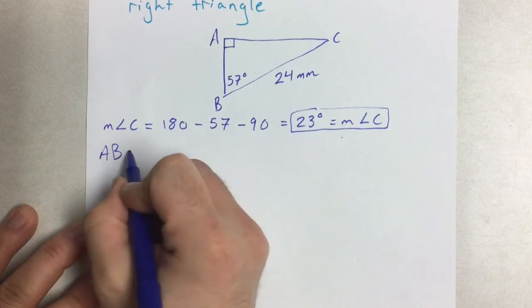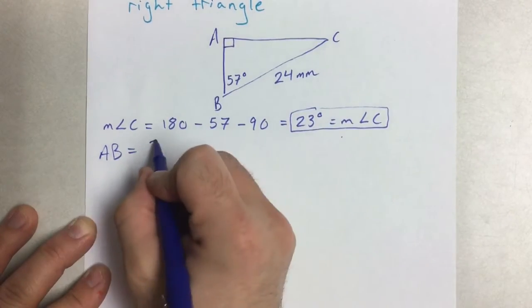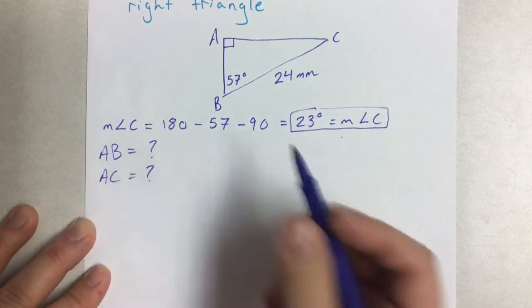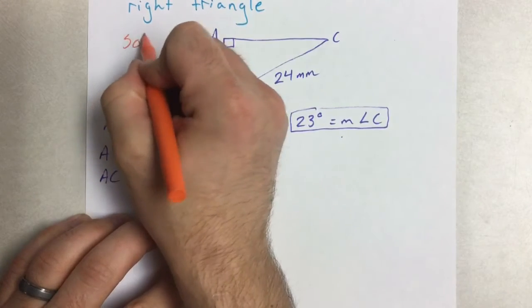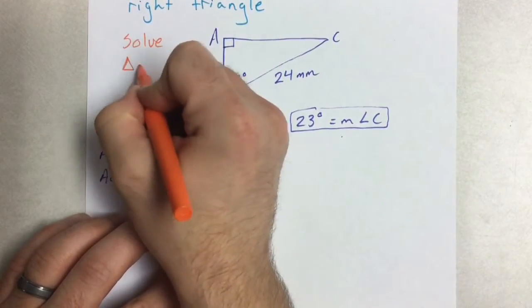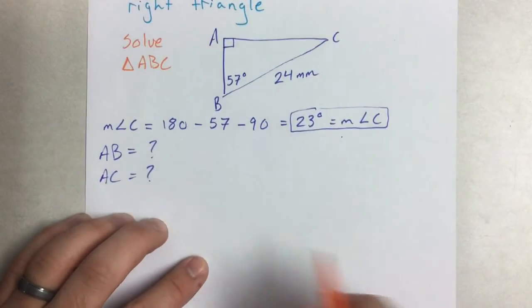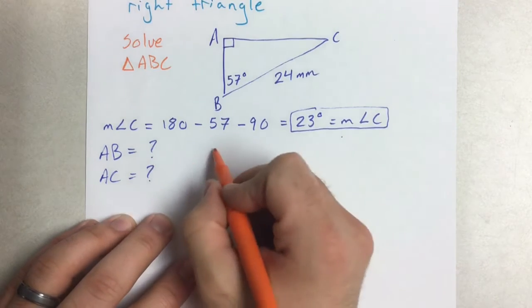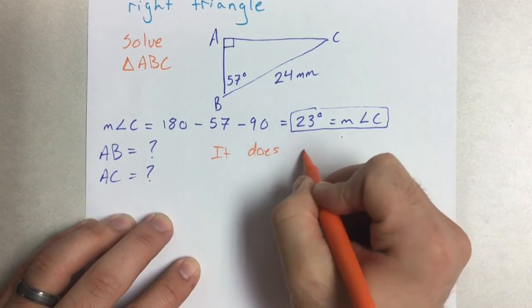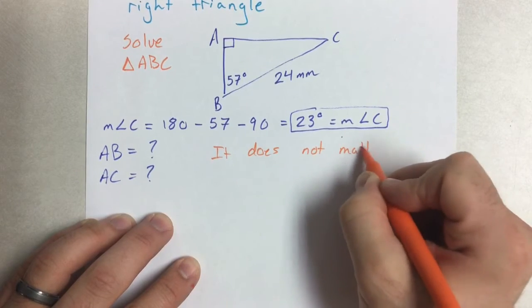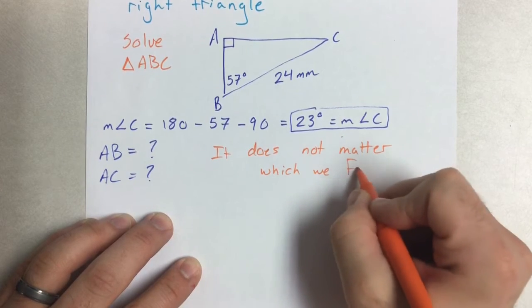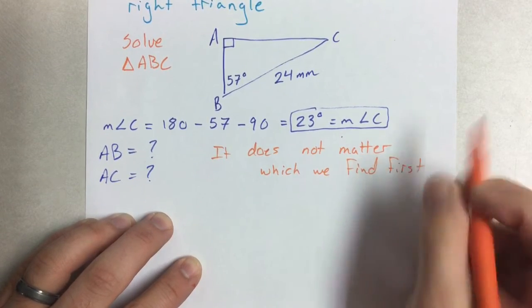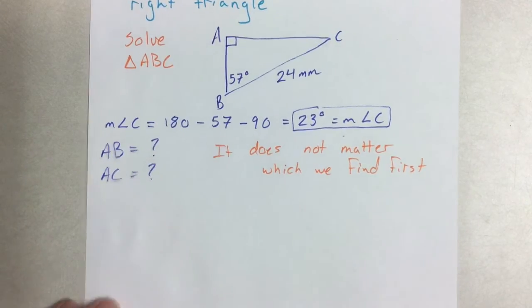So what about the measure of side length AB and the side length from A to C? We're finding both of these lengths. When it comes to solving, that's actually what we're doing here: solve triangle ABC. We can pick either one. It does not matter which we find first. So, let's find AB first.